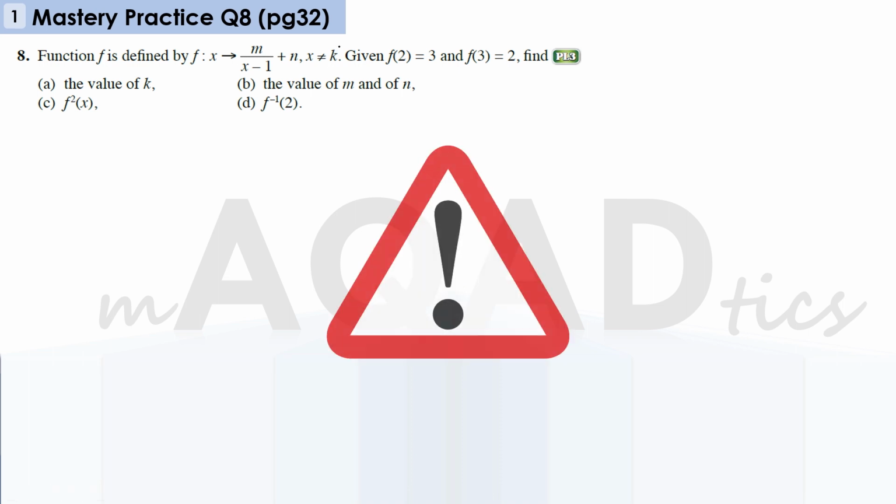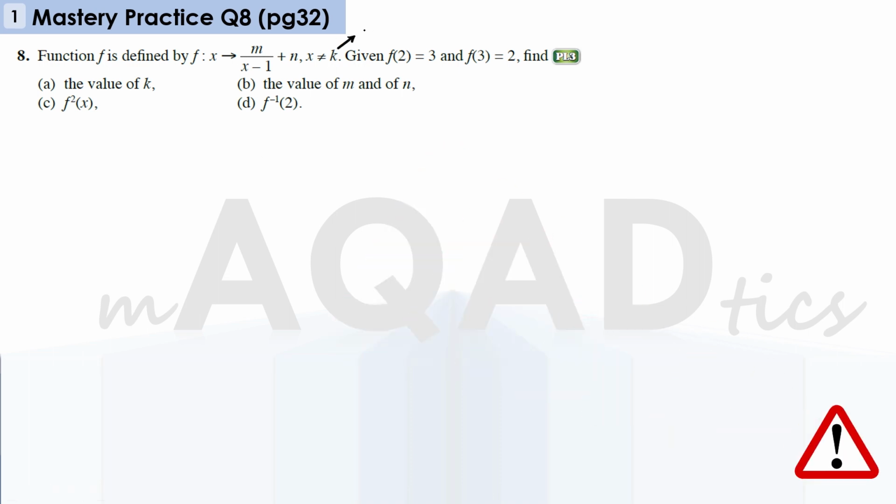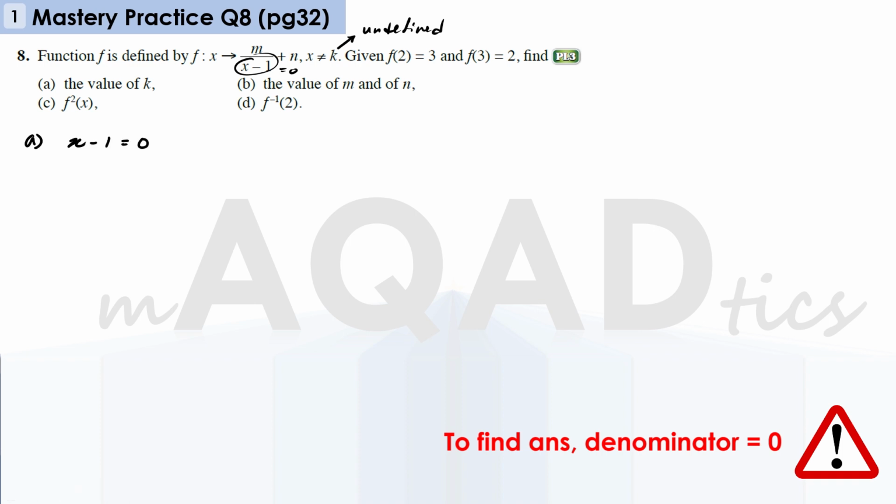Right, so this value causes this function to become undefined. Okay, because it says x cannot be this value. So the part where it causes the function to be undefined is the denominator, right? If it's equal to 0, then technically it's undefined, right? So let's find out that value. Okay, x minus 1 equals 0, and you'll find out x equals 1, which means the value of k is equal to 1 because x cannot be this value, otherwise undefined.